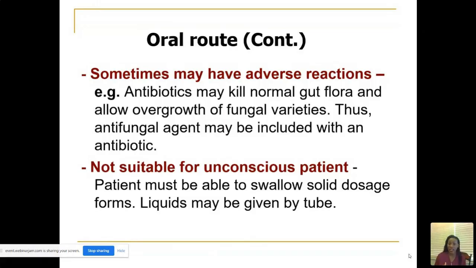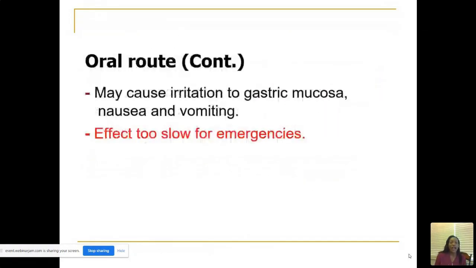Antibiotics may also kill normal flora. So that's why we always encourage probiotics post antibiotics, okay? Because you want to put those good bacteria back. So a couple little things you need to remember about oral. But NCLEX question, not suitable for those who are unconscious or nauseous and vomiting. And it makes sense, okay? And again, not for an emergency. By the time it gets processed through your stomach and your liver, yeah, you're done. If it's an emergency, I need to choose my IV route, okay?